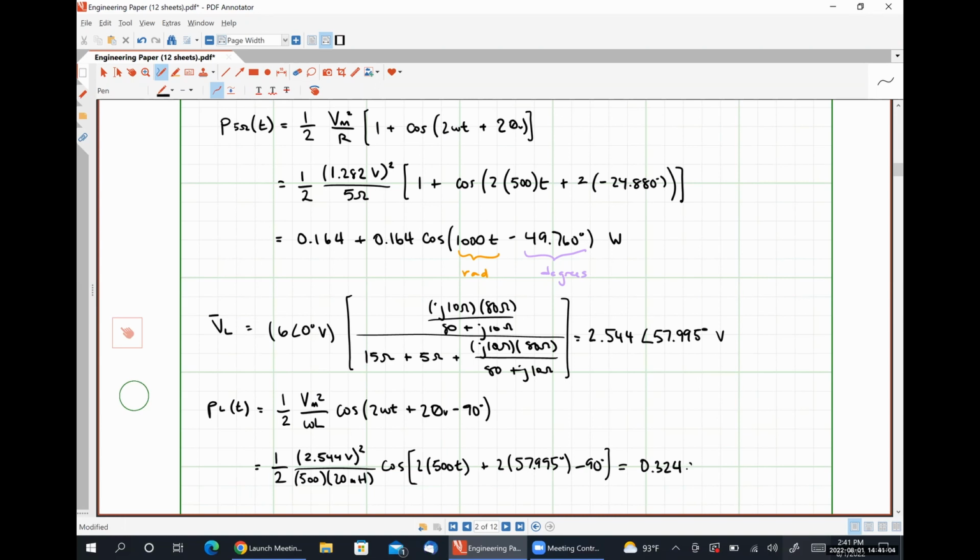0.324 cosine 1000t plus 25.990 degrees watts.